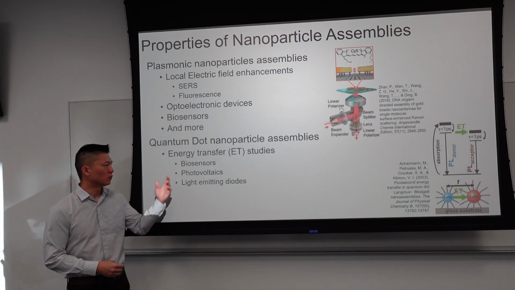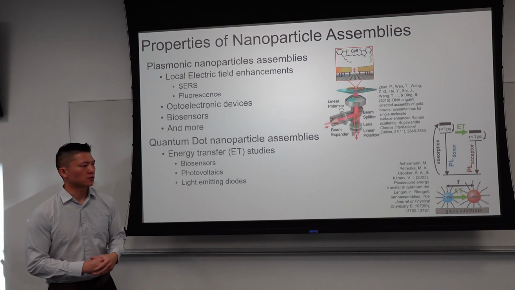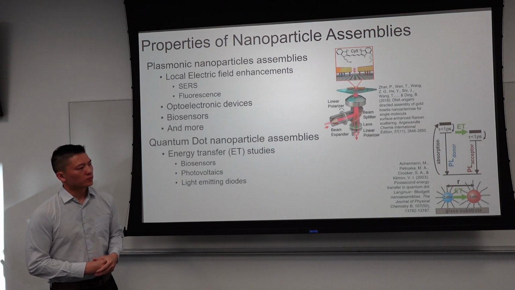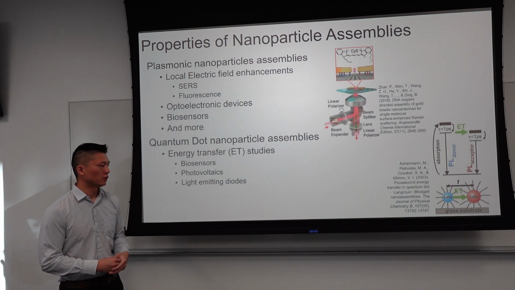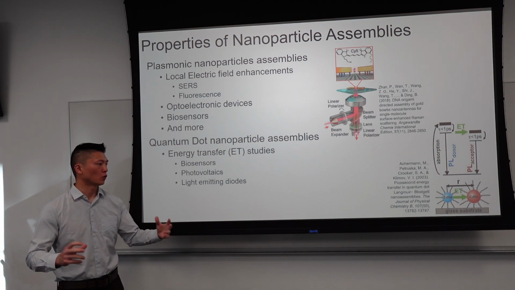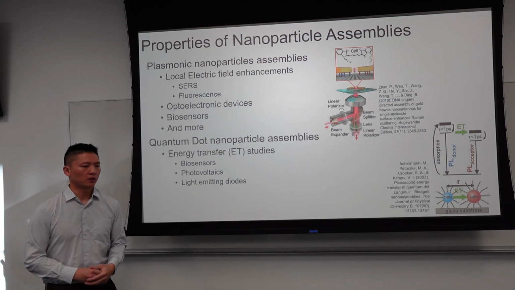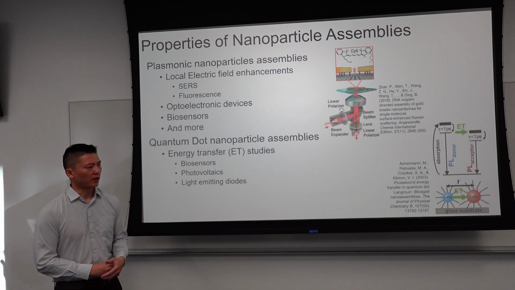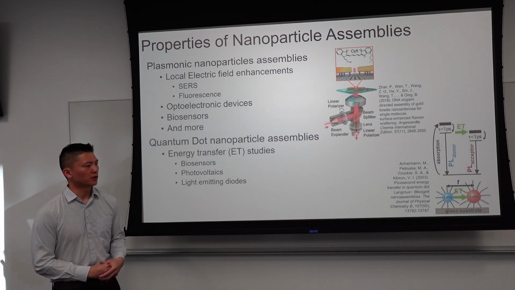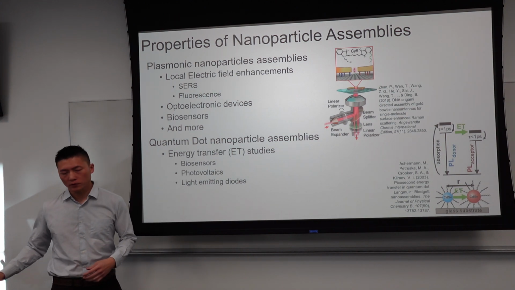We're talking about next generation therapeutics, and then of course photovoltaics. Energy transfer would be something to study using photovoltaics, and they do use quantum dots for solar cells. So this would be important for next generation solar cells. Light emitting diodes, relatively recently, they have been making quantum dot displays. And so next generation displays, light emitting diodes here.